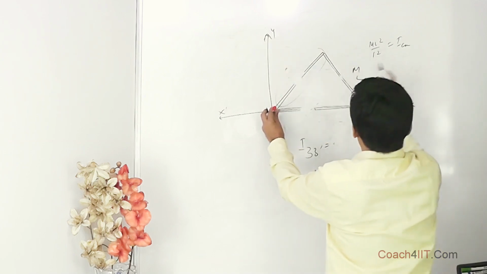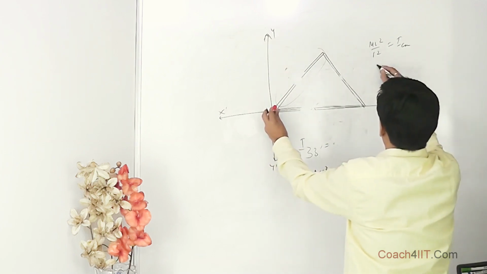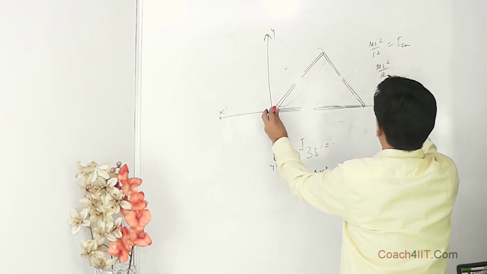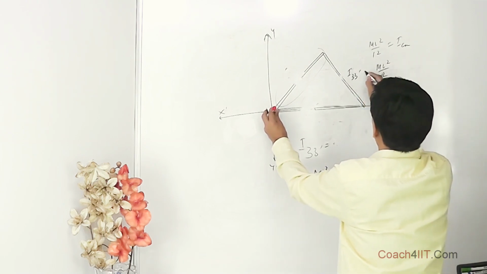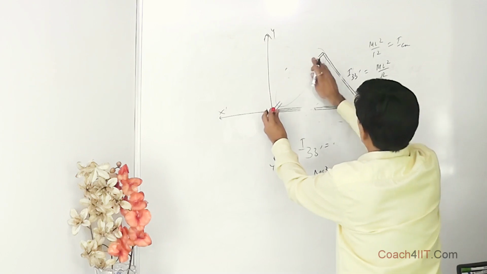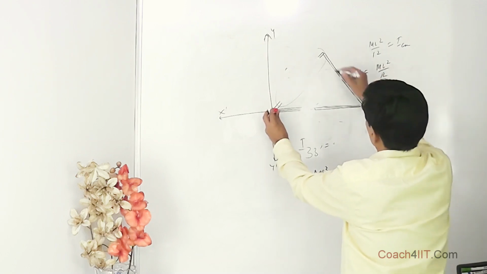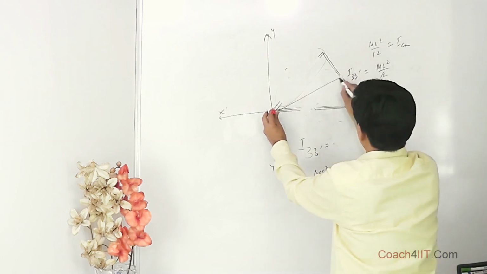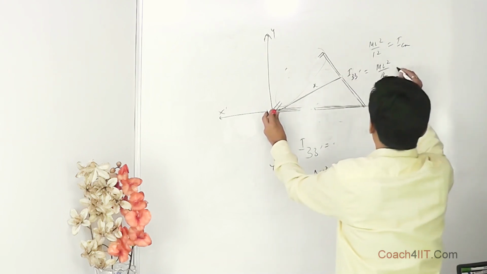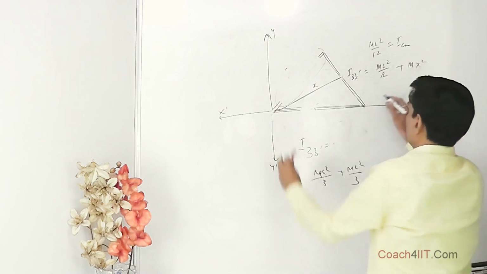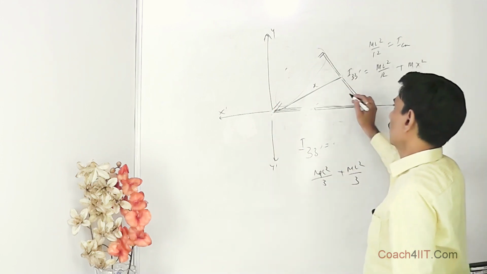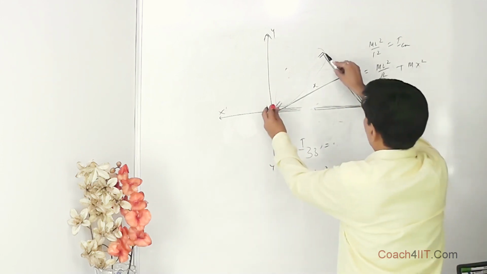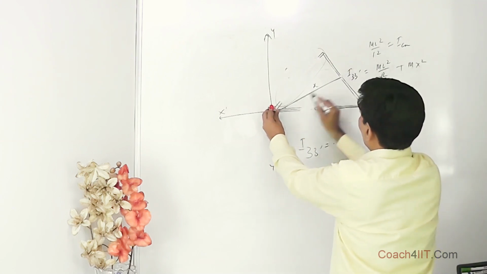So I about ZZ dash is ml square by 12, that is I CM, plus, if we take this distance as x, plus m into x square. This is going to be the moment of inertia of this rod about this axis. Now what is this x?